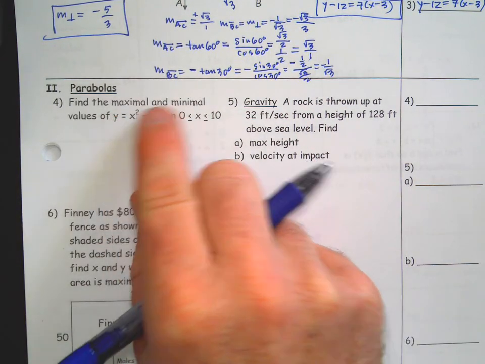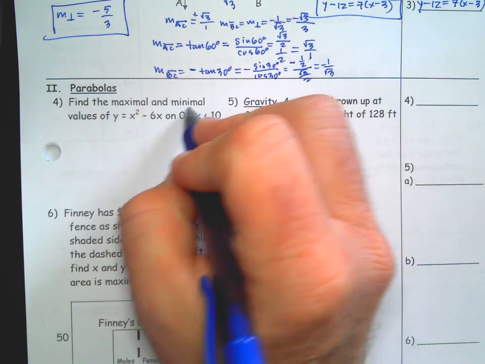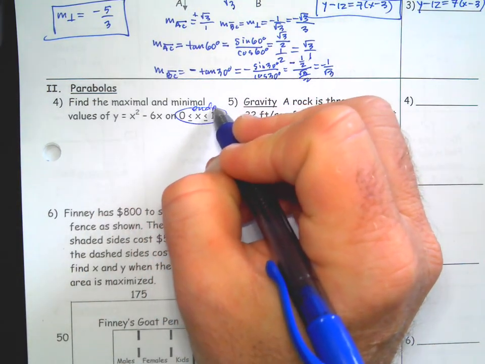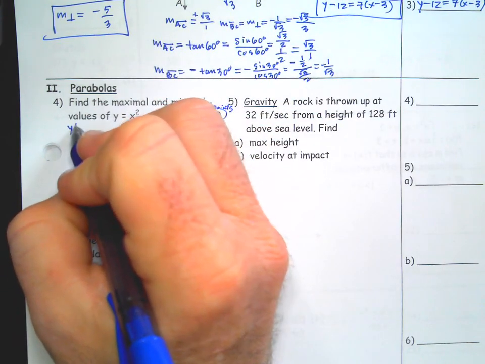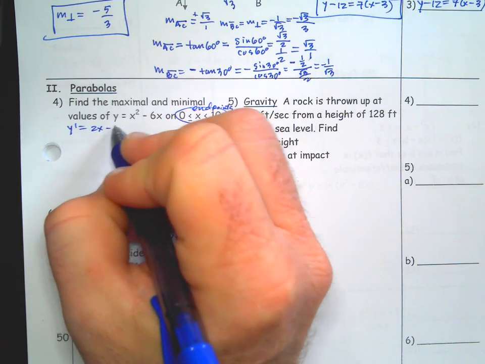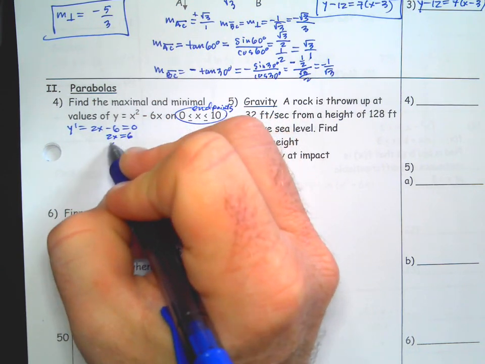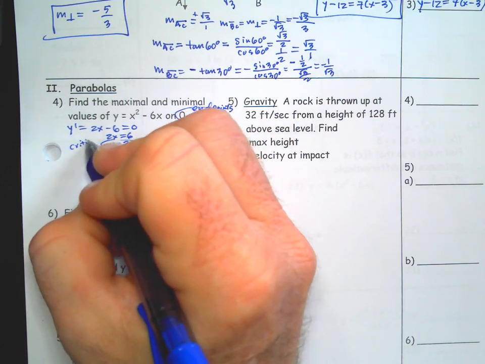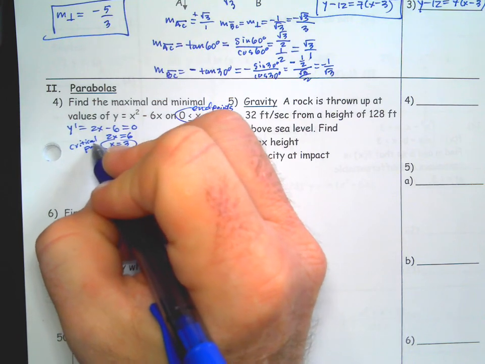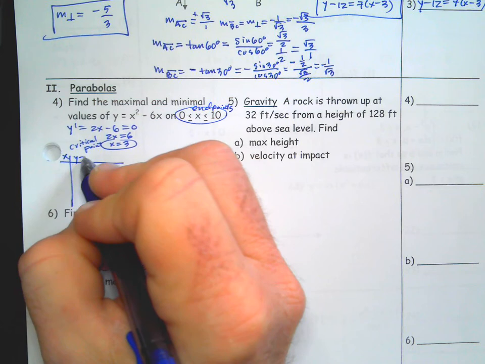Find the maximal and minimal values of this function. So this is extreme value theorem. You have your endpoints, right? We need critical points. So that's going to be y prime equals 2x minus 6 equals 0. So 2x equals 6, so x equals 3 is your critical point, okay? Then we're going to make a table, plug them into the original function.